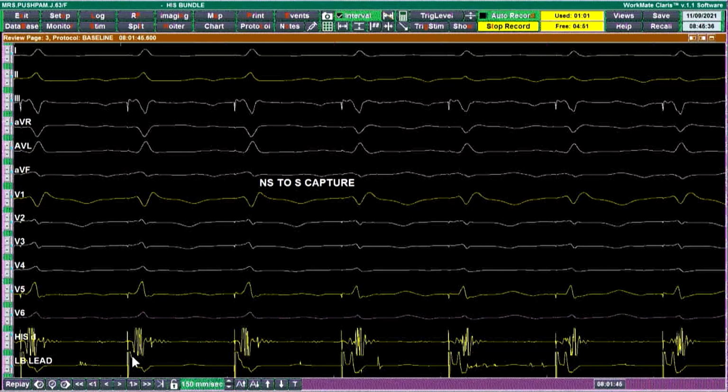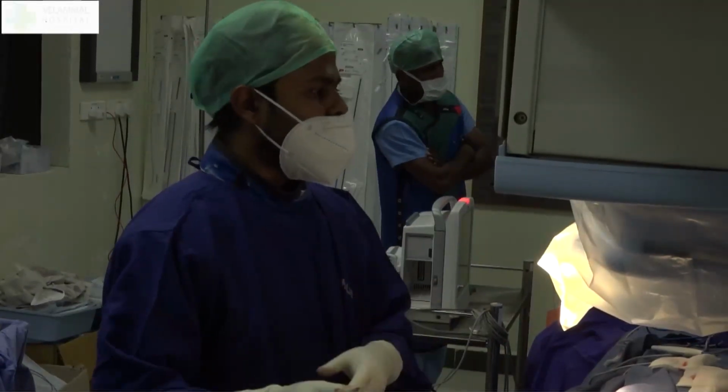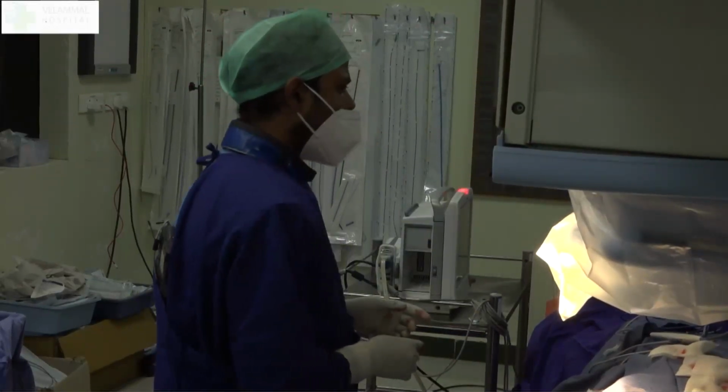This transition of non-selective to selective capture usually occurs at the near threshold value. For example, if the unipolar threshold is 0.3, like in this case, it usually happens at 0.5, 0.4 and 0.3. For probably these 2-3 outputs, you will have a selective capture, and then suddenly there will be a loss of capture. Can you show the review screen of the EP system?